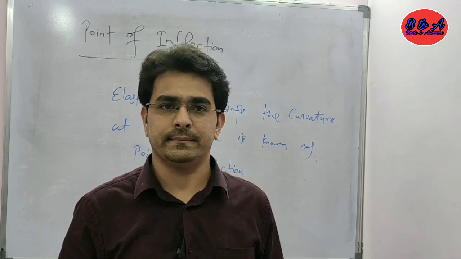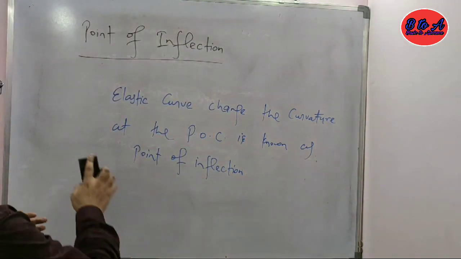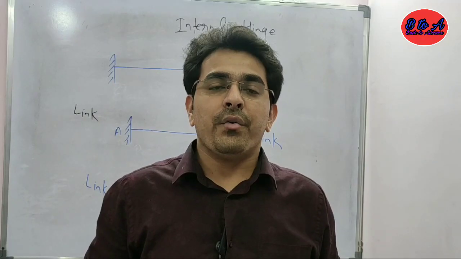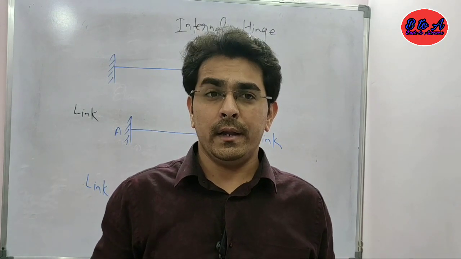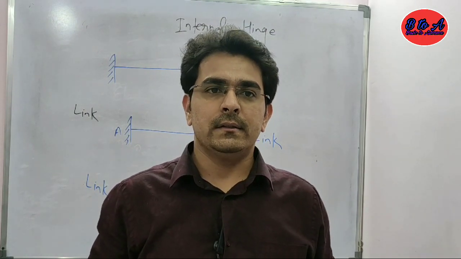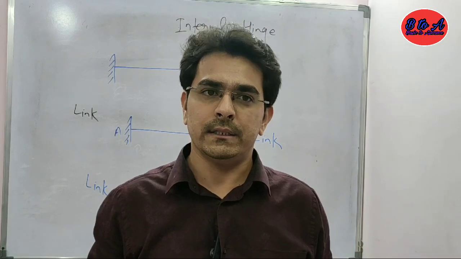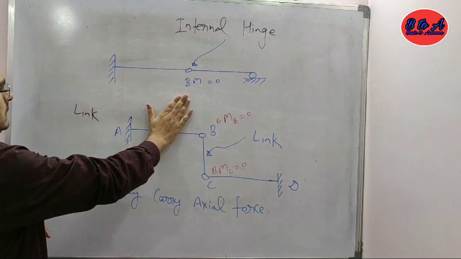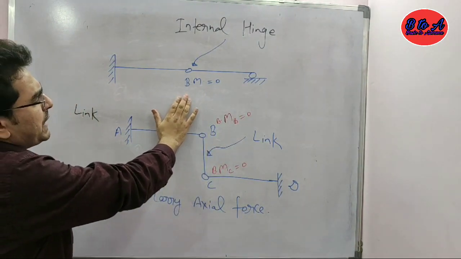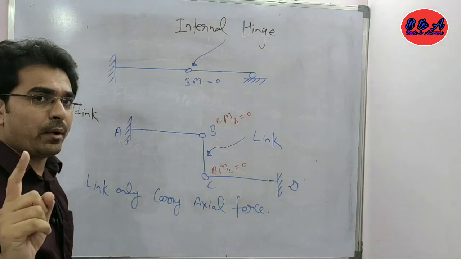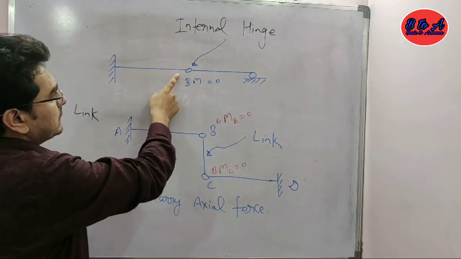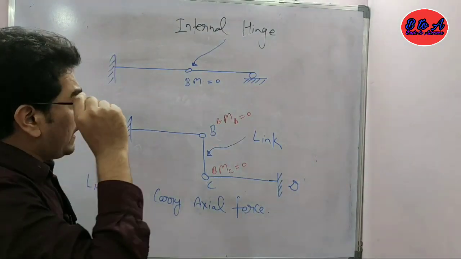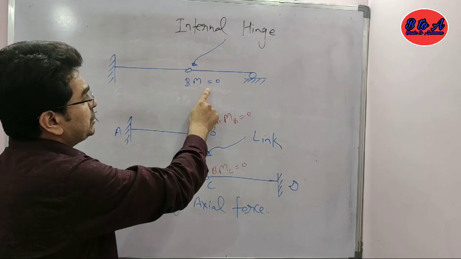Our next concept is internal hinge. Internal hinge को समझते हैं. When the hinge is provided in between the member, then that hinge is known as the internal hinge. Internal hinge को समझने के लिए I have drawn a figure here. This is a propped cantilever beam subjected to an internal hinge. The shape of the internal hinge looks like this. The property of the internal hinge is that at the internal hinge, bending moment is zero.